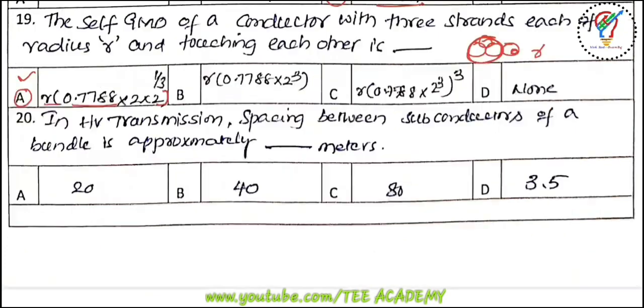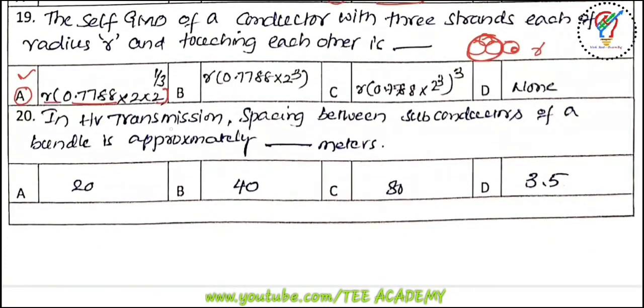Okay, next one, in a high voltage transmission line, spacing between the subconductors of a bundle is approximately dash meters. In a high voltage transmission line, meaning more than 220 kV, what is the spacing between the subconductors of a bundle conductor? Suppose you take a bundle conductor here, and there will be another bundle conductor going along the line, like this. Now what is the distance between the subconductors of a bundled conductor? Actually it will be centimeters, not meters. The answer for this question is 40.